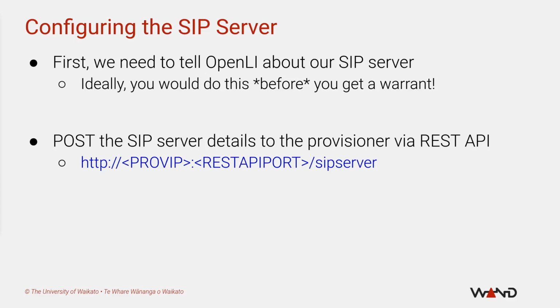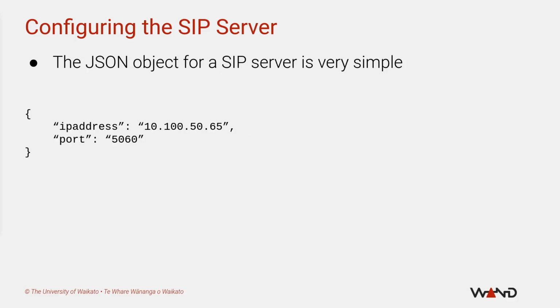SIP server configuration is performed using the REST API in much the same way that we configured our mock agency in the previous lesson. To add a new SIP server to OpenLI, you need to send a POST request containing the SIP server details as a JSON object to the URL that is shown on the slide. The JSON object that describes a SIP server is very simple. There are only two properties that you have to provide, the IP address and the port number that the server is listening on. Fortunately, we already know these details from the scenario description that I posted a couple of slides back, so we can easily construct the JSON object for our POST request.